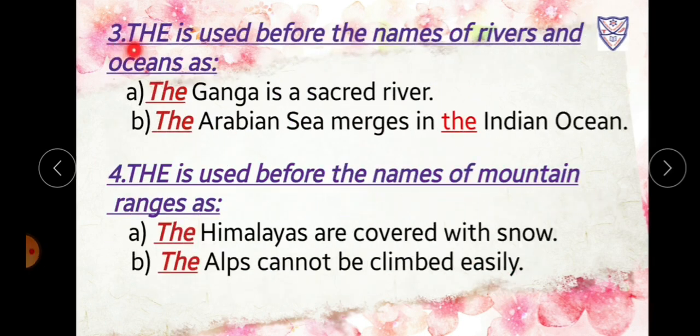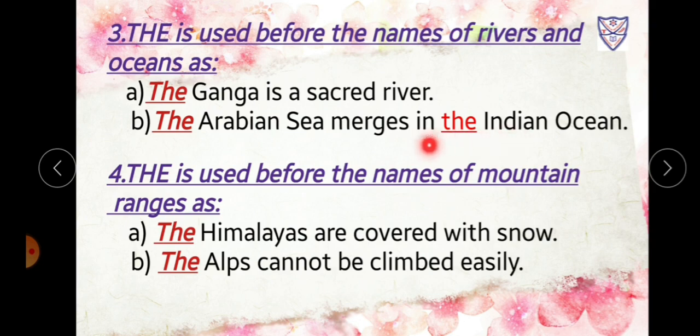Rule number 3, the is used before the names of rivers and oceans. For example, first one, the Ganga is a sacred river. So in this sentence, the word Ganga is a particular or specific name of a river. So before this name, we will use an article, and that article is the. Second one, the Arabian Sea merges in the Indian Ocean. So over here again, Arabian Sea is a particular name given to a sea. So before this we will use an article, and that article is the.